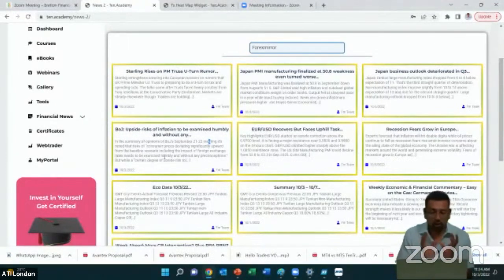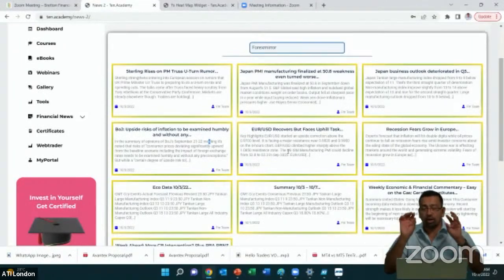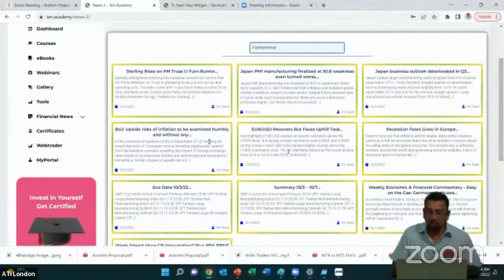We talked a little bit about the pound, the UK, now Japan. We have got also a lot of interest on Euro USD. It says that it recovers but faces an uphill task. So we want to look at all these reversal angles as well. Technically, we'll talk a lot about that.